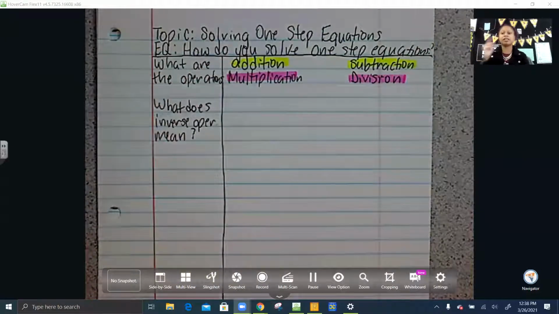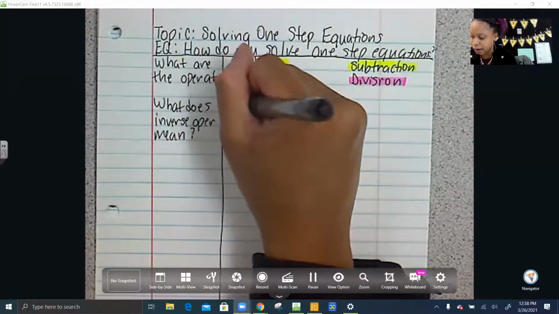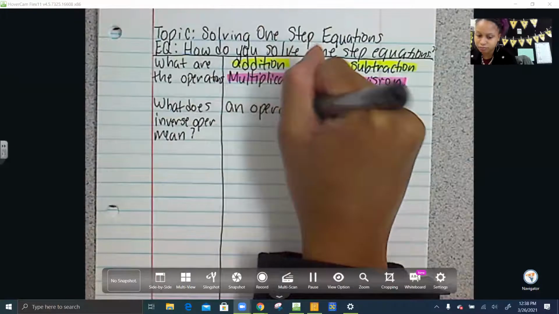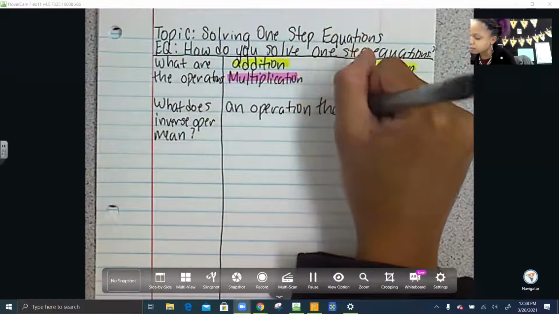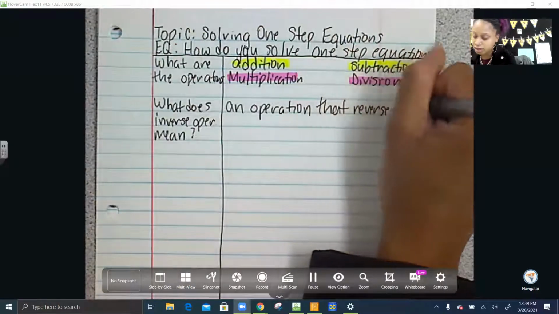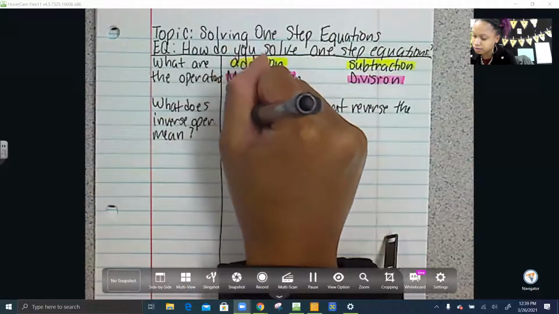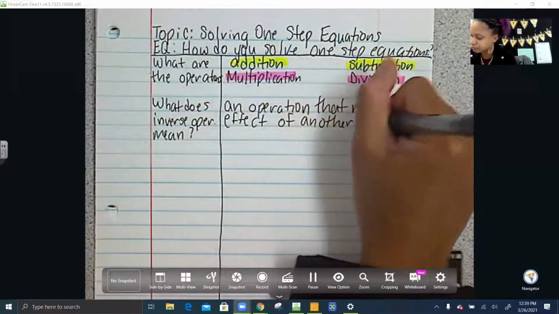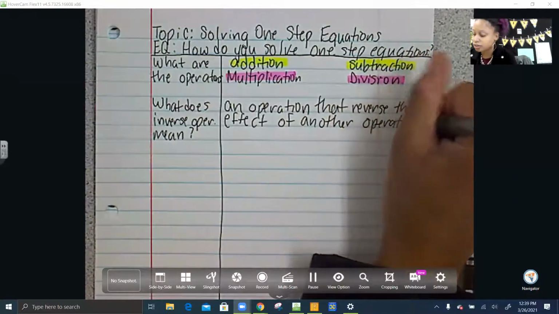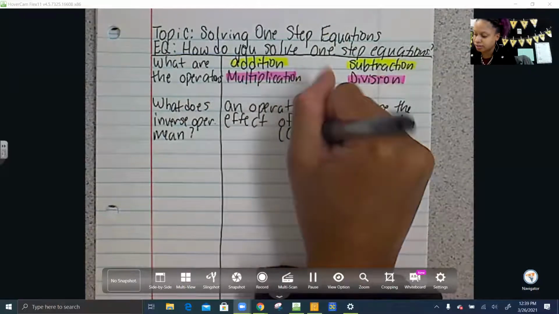So a lot of the time in this video and just in the future, you're going to hear me say or hear your teacher say, what is the inverse operation of this problem? So inverse operation is simply put as an operation that reverses the effect of another operation. In other words, we're looking for the opposite operation.